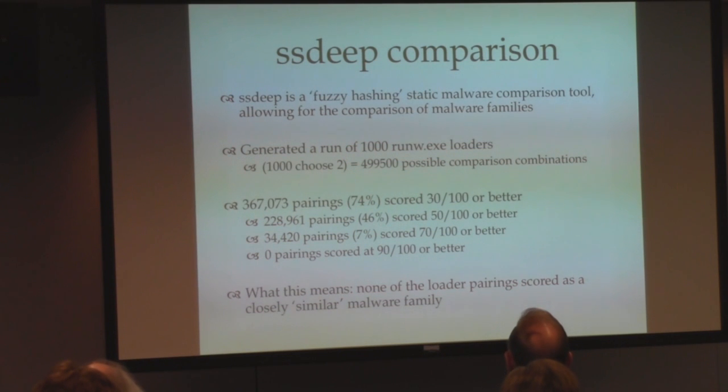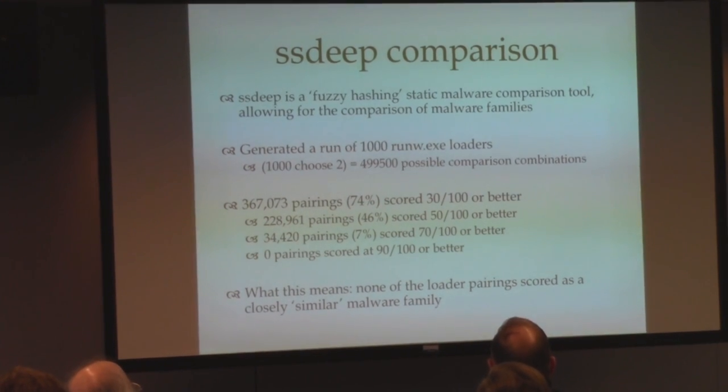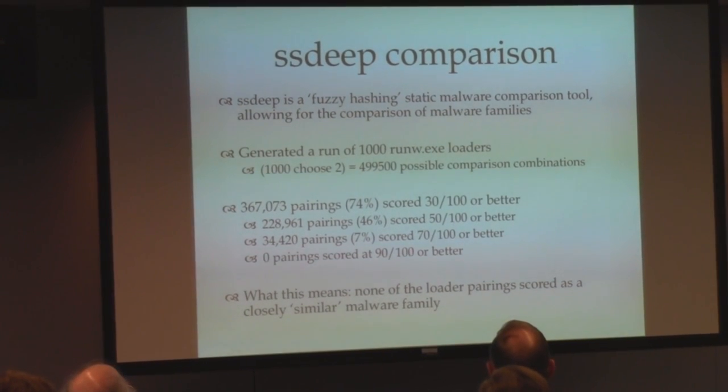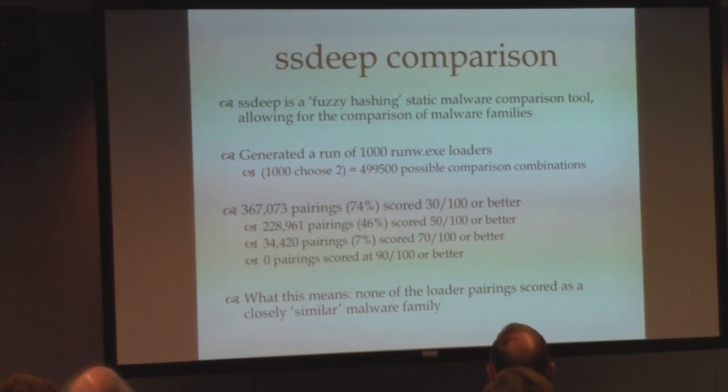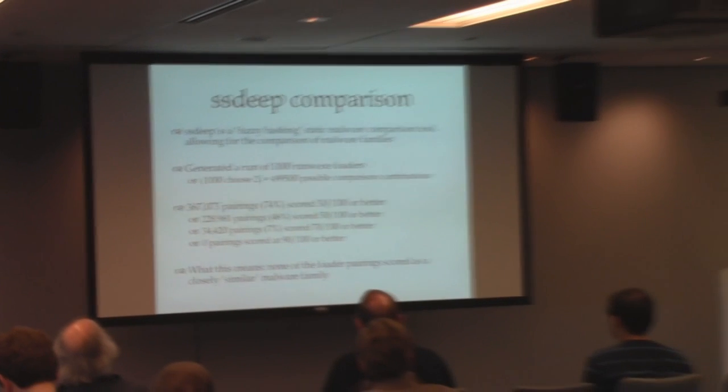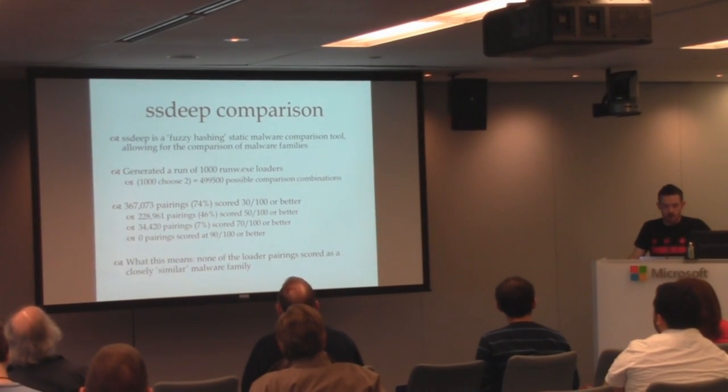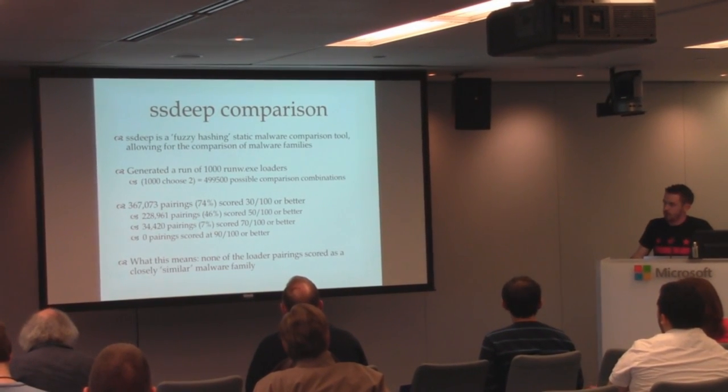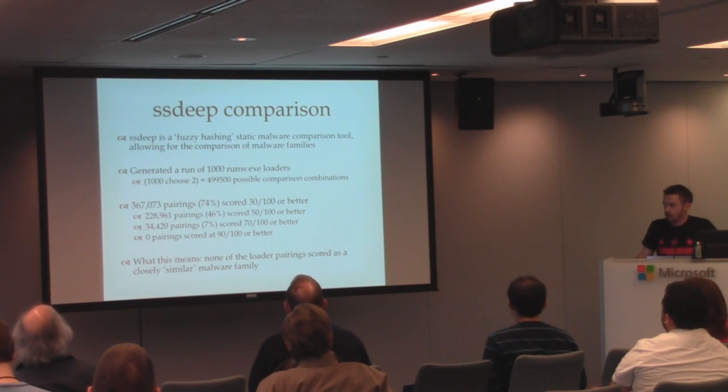That's all I really knew for easy basic static analysis stuff, so that's what I ran with. I ran this code 1,000 times, generated 1,000 different little loaders, not the full Pwninstaller thing, just the little executable on the front. A little combinatorial math, that's 1,000 choose 2, which is 499,500 possible combinations of one loader to another loader. Out of all those pairings, 74% scored 30 or better, 46% scored 50 or better, and 7% scored 70 or better, and none of them scored 90 or better.